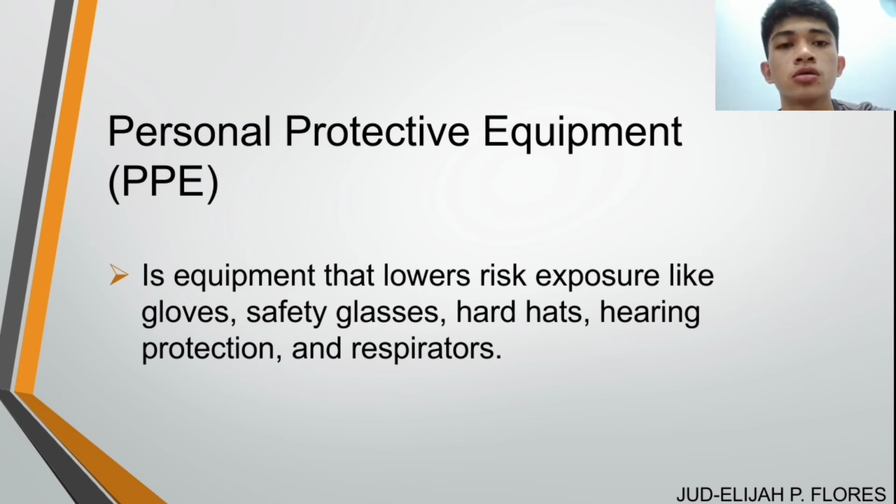And the last mitigation measure is the use of personal protective equipment or PPE. PPE is gear used to reduce exposure to risks. Gloves, safety glasses, hard hats, hearing protection, and respirators are a few examples of PPE. PPE is considered the least effective measure because it only protects the person who is wearing it, and only when it is properly applied.